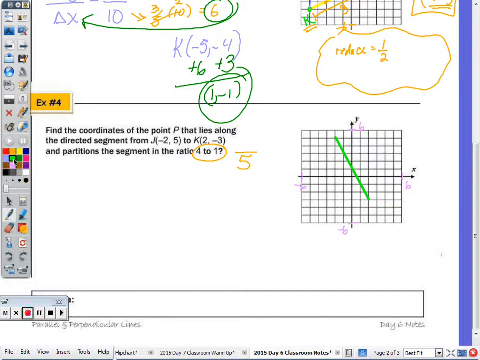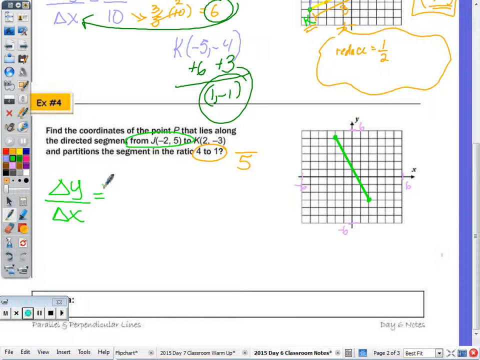I'm going to put my points back on there. So we have to show the work algebraically. So change of y, and I only note this so I don't forget what values to add to the x and add to the y. Am I going to add these values I get to J or to K? Where's my starting point? J. So I have to go back and add the numbers I get to J.